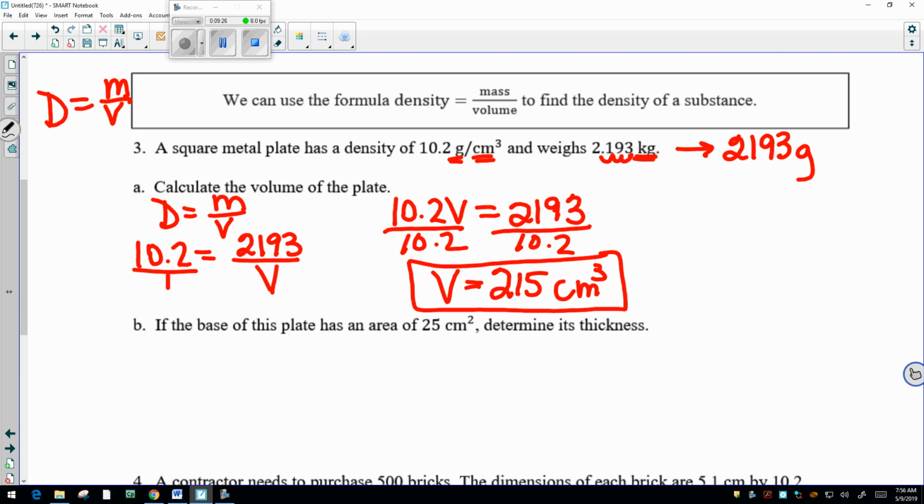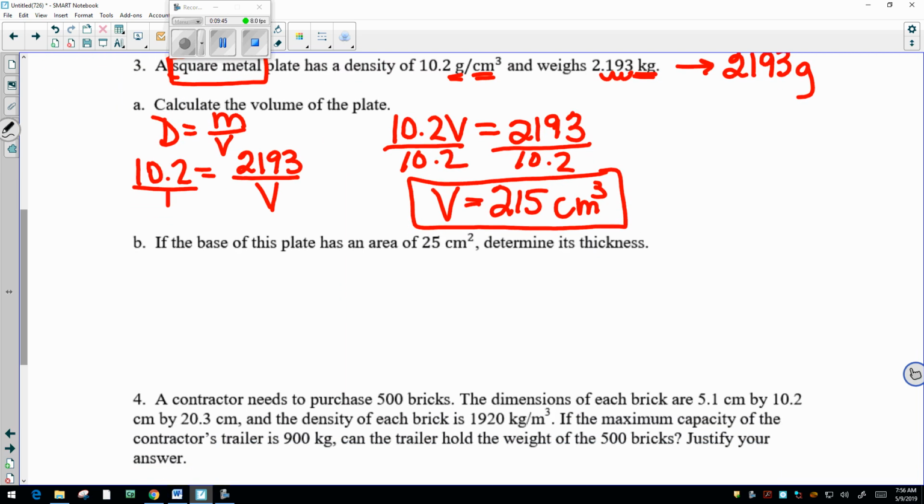Okay, so now it's saying if the base of this plate has an area of 25 centimeters squared, determine its thickness. Well, we have to go back to thinking it was a square metal plate. We have just found the volume of this. So I have a square prism, in other words. So our prism formula is big B times H, base area times height.